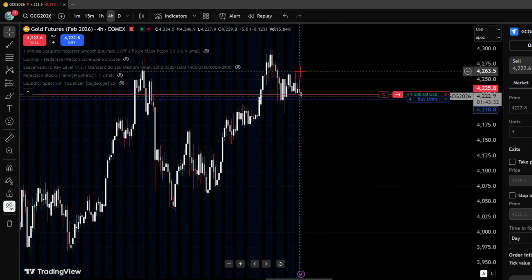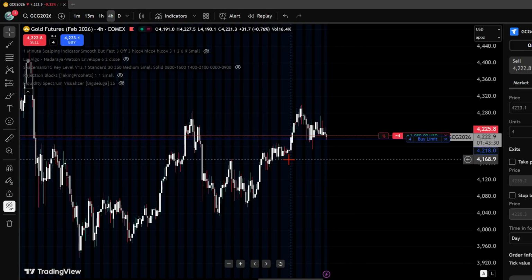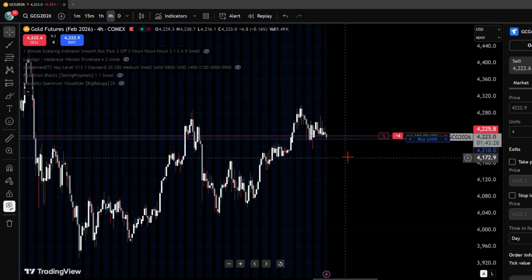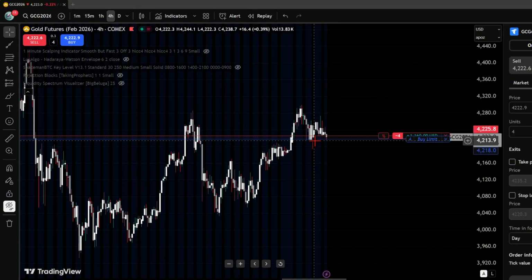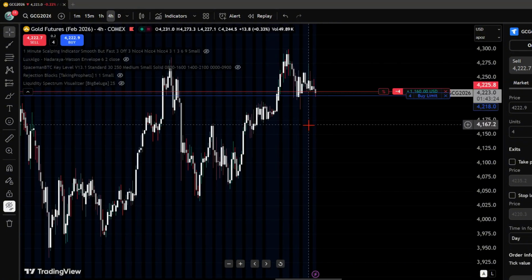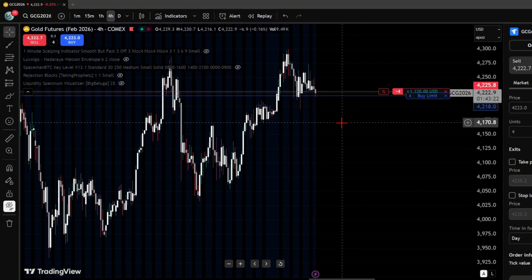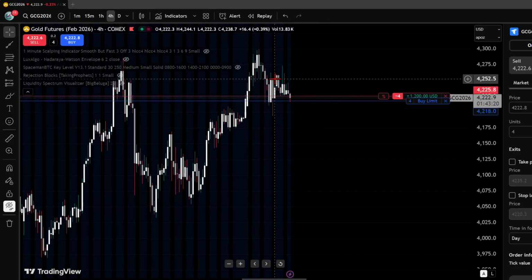We have kind of one here, and we have all this untested resistance down here. We wicked on it. This is liquidity that's going to want to get grabbed at some point. And you can see this formation just kind of melting over. So this is the 4 hour.